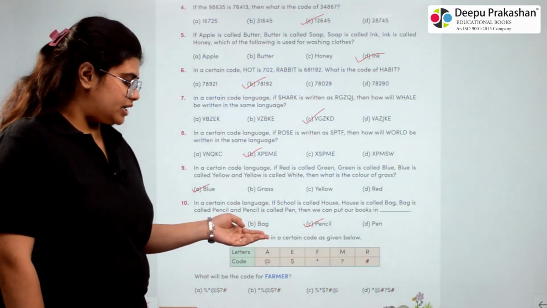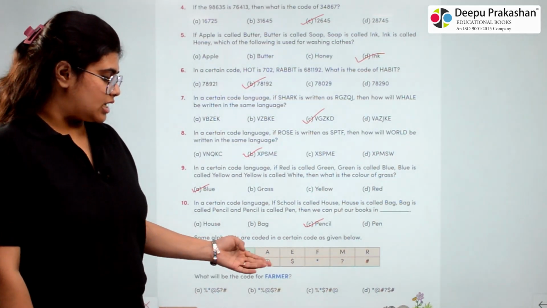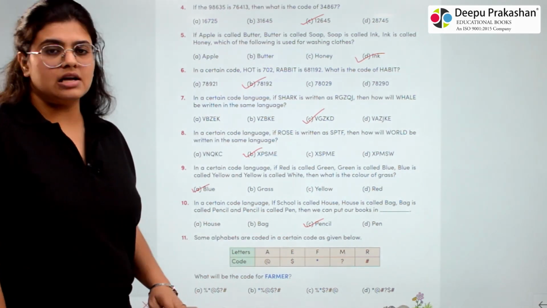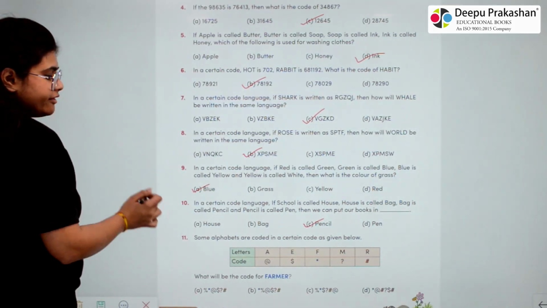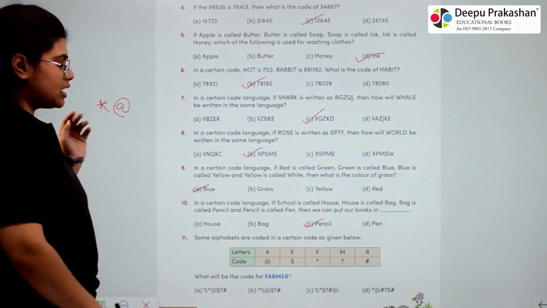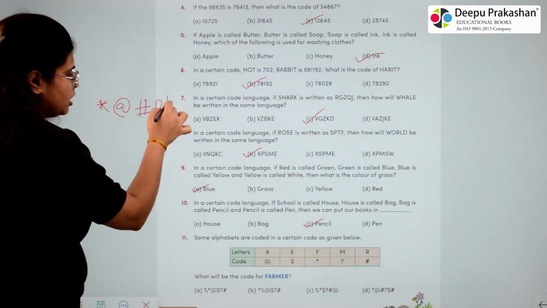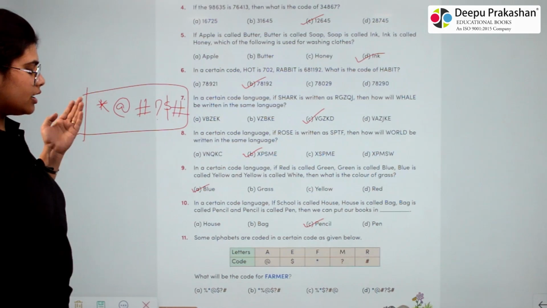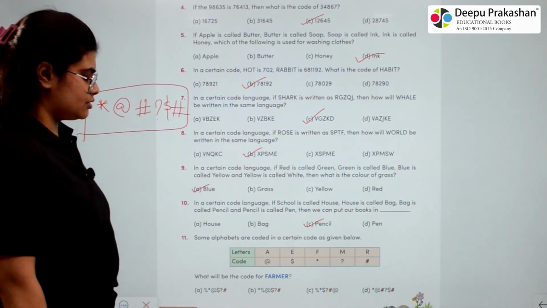11. Some alphabets are coded in a certain code as given below. Letters code: A as @, E as $, F as star, M as question mark, and R as hashtag. What will be the code for farmer? So here F stands for star, A stands for @, R stands for hashtag, M stands for question mark, E stands for $, and R again stands for hashtag. So the code will be star, @, hash, question mark, $, hash.